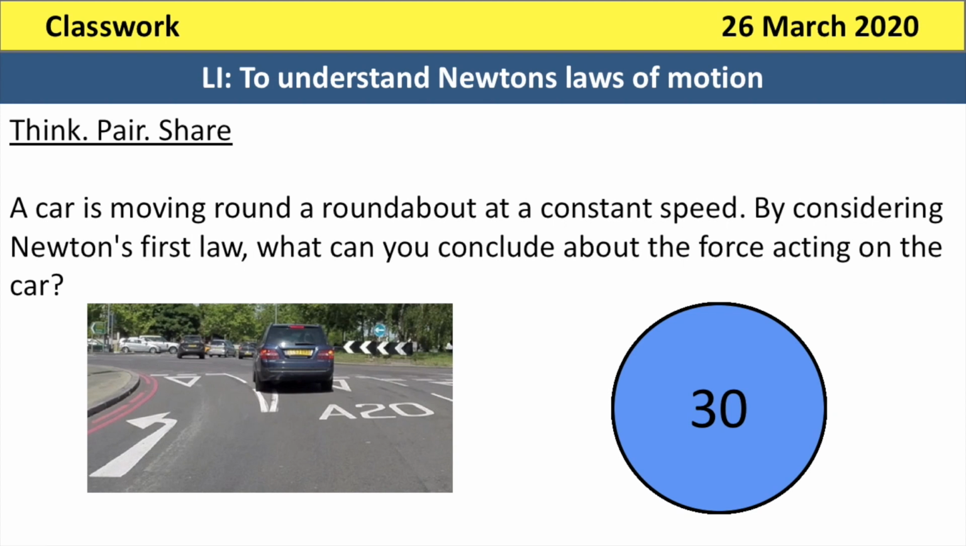Okay, so the answer to that one is, because the car is moving around a roundabout, that means that it is accelerating, and so the resultant force must not be zero, and so the forces are not in equilibrium. That is what we can conclude from that situation.